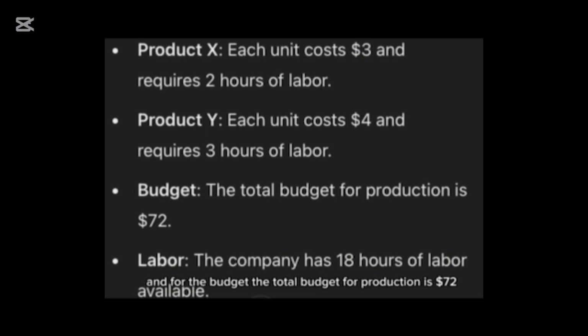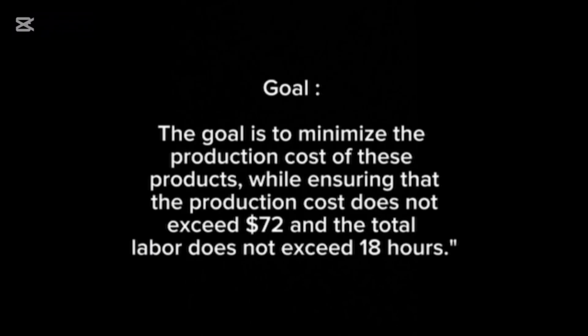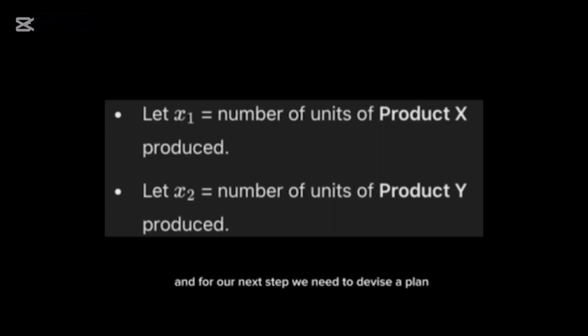For the budget, the total budget for production is $72, while for the labor, the company has 18 hours available. The goal is to minimize the production cost of these products while ensuring that the production cost does not exceed $72 and the total labor does not exceed 18 hours. For our next step, we need to devise a plan.